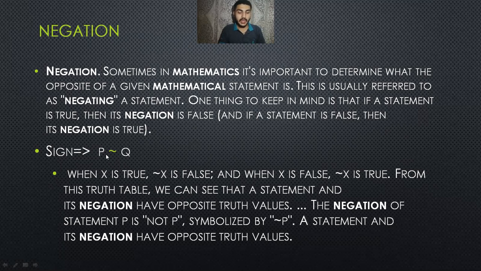So this is the sign of negation, ¬P, ¬Q. When X is true, negation X is false, and when X is false, negation X will be true. From this truth table, we can see that a statement and its negation have opposite truth values. The negation of statement P is not P, symbolized by ¬P, or we can also read it as negation P. A statement and its negation have opposite truth values.